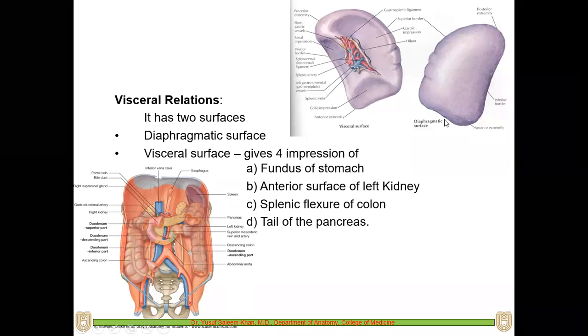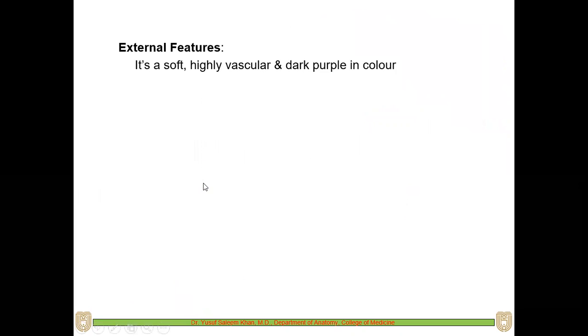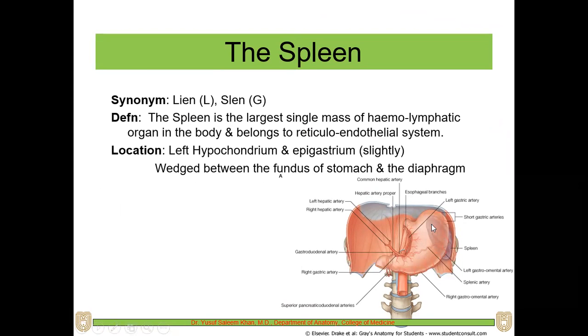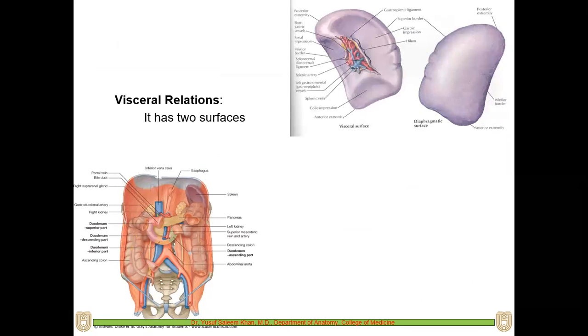So it has two surfaces, as I said, diaphragmatic and visceral. The diaphragmatic surface will be smooth, and the visceral surface will be irregular, and it shows impressions. There are four important impressions. One is for the fundus of the stomach, as you can see in the previous picture. So here is the fundus of the stomach. It will be in contact with the upper part of the spleen, where the gastric impression will be. So here you can see the fundic impression.